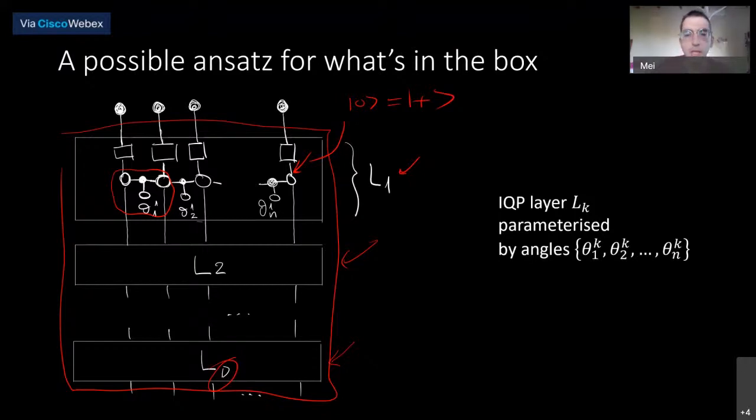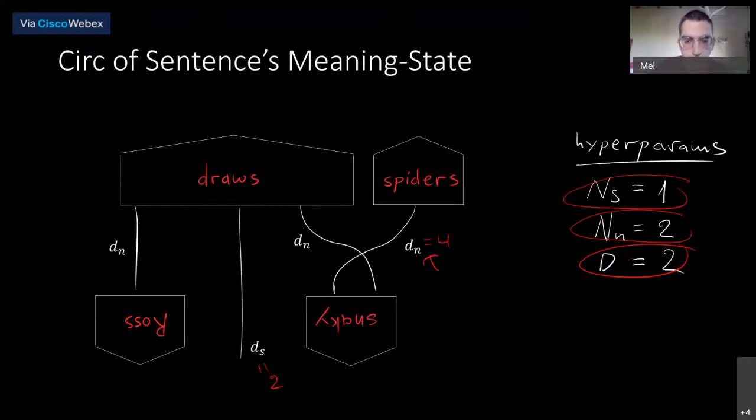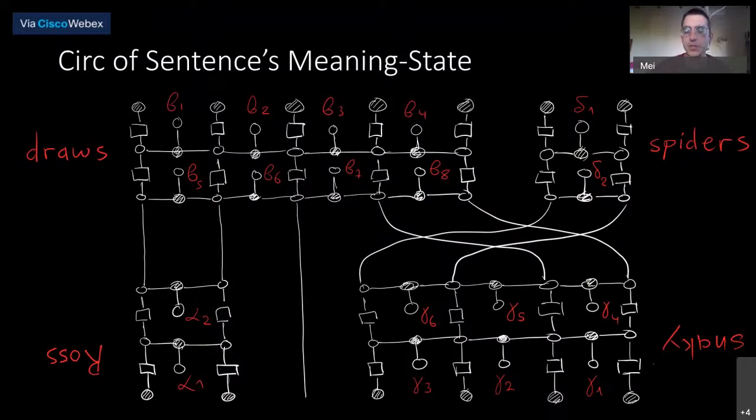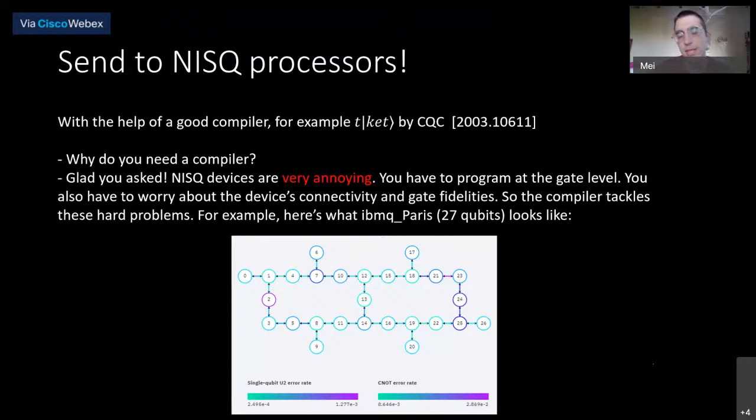of each word. And if you take this diagram and you draw the quantum circuit that corresponds to it by filling up the boxes with IQP style ansatz, what you get is something like this, ready to be put on a quantum computer after it goes through a compiler. So the compiler is supposed to simplify this diagram, remove swaps, try to fit it on some architecture. For example, this is what IBM's Paris device looks like.